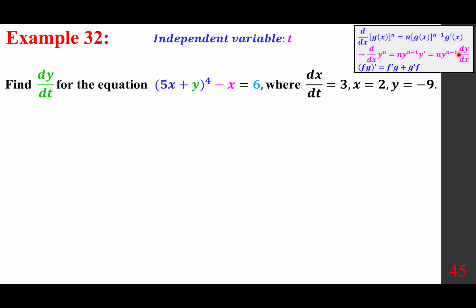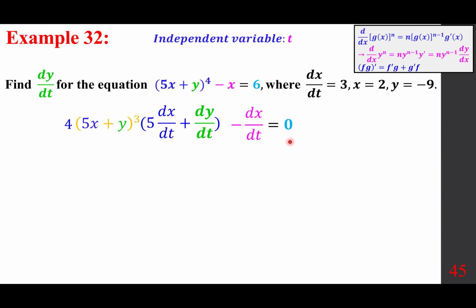Using the extended power rule, we have a 4 times the same thing cubed, (5x + y) cubed. Now, the derivative of the inside. This is 5 dx/dt, this is dy/dt. So believe it or not, this is the derivative of this piece. Minus x becomes minus dx/dt. Any number results in 0. Again, let me put an asterisk. This is important to notice. You're done, everybody. With what?